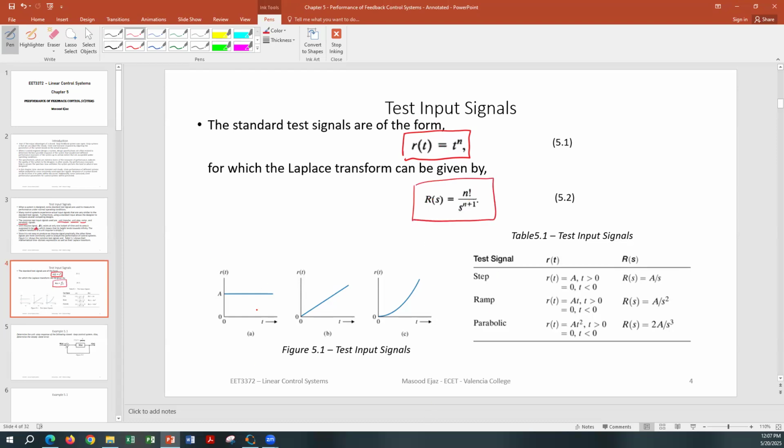So the step signal, which is right here, n is equal to 0. So R(t) is equal to A. You can multiply this by A times t to the n. R(t) is equal to A, R(s) is equal to A over s. And ramp signal A times t, and R(s) is equal to A over s square. Parabolic signal A times t square, R(s) is equal to 2A over s cube. So these are the Laplace transform of the step, ramp, and parabolic signal, and these are the signals that we are going to use as our test input signals.